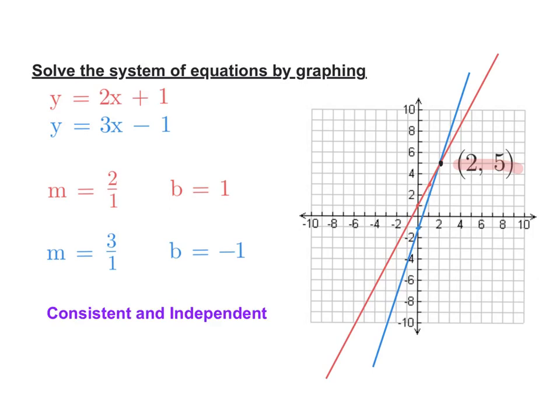Again, if you want to take a picture of this, you can. Oh, and it's consistent and independent. So if you write that down, you're asked to describe them. Consistent means there is a solution. Independent means there is only one solution. If it was infinitely many solutions, we'd say consistent and dependent. If there was no solution, we would say inconsistent. Okay?